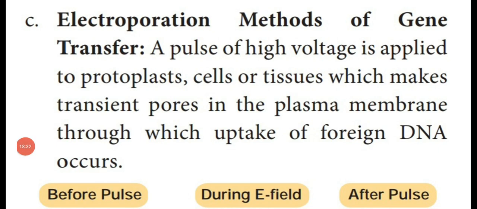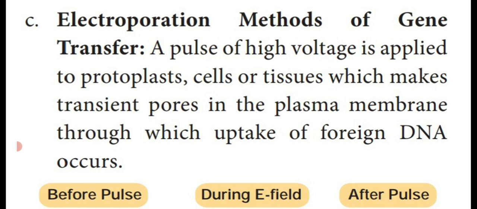Then the third type is said to be the electroporation method of gene transfer. Electroporation means by using electric current, we are making a hole on the surface of a plant cell or host cell. Through that pore, we are inserting the DNA fragment into the host cell. That is said to be the electroporation method of gene transfer.